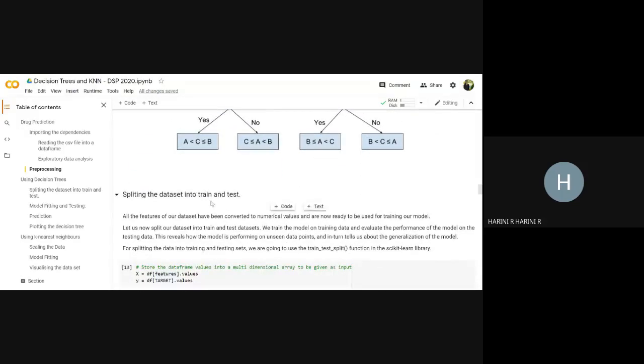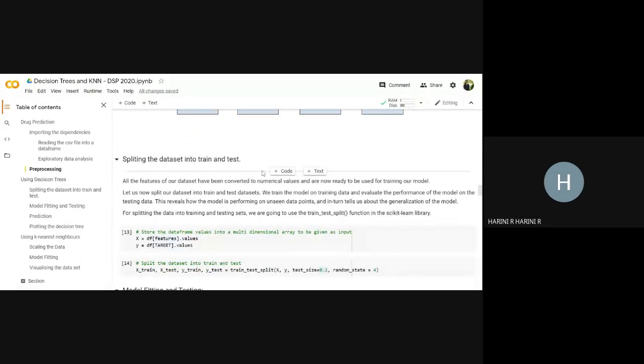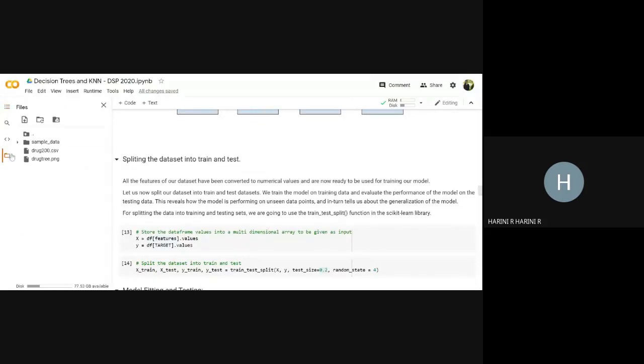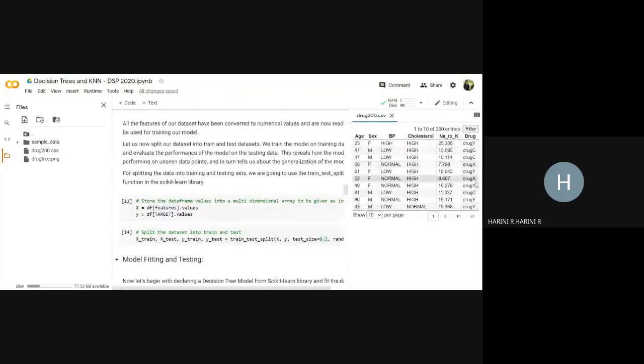So yeah, splitting the data set. When we're trying to train a machine learning model, this decision tree classifier, what we do is, here we have 200 patient records with the associated target value, the drug column, which drug was recommended for that patient. When we train this classifier, we won't feed in all the 200 entries.